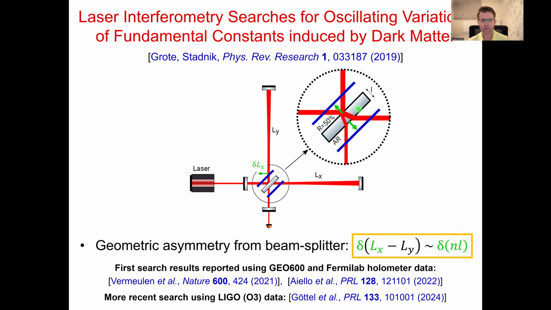And so the first results using this particular approach have been reported using a number of data sets. Firstly, this was done using data from the GEO600 apparatus, a 600-meter detector in Germany. Then this has also been done using data from the smaller 40-meter scale Fermilab holometer in the US, and most recently also using data from the third observing run of LIGO as well.